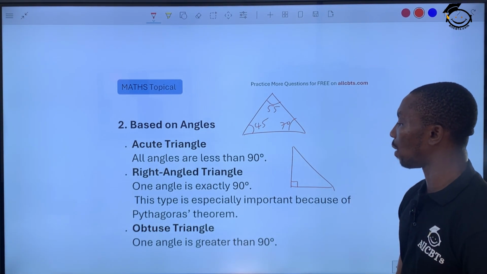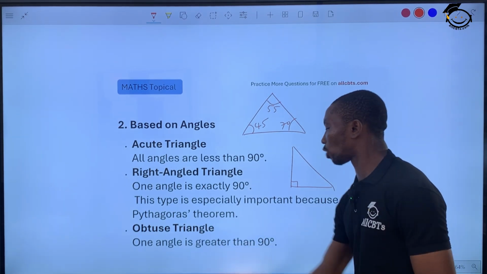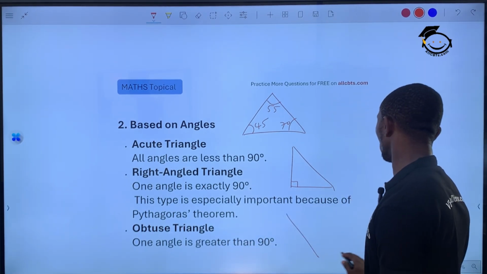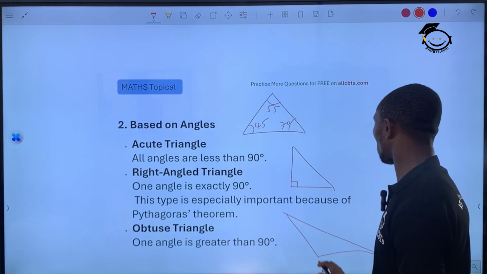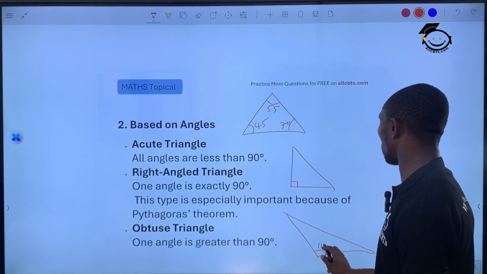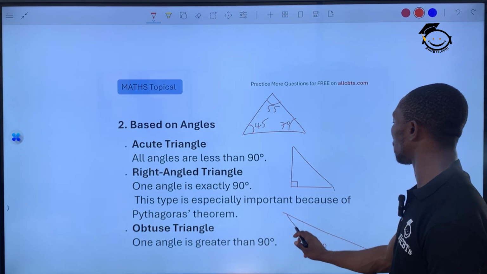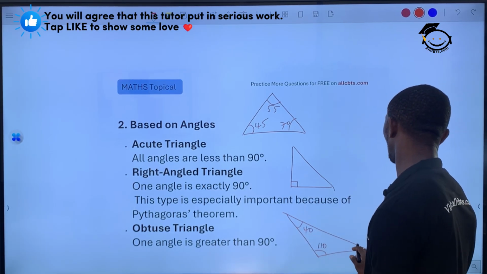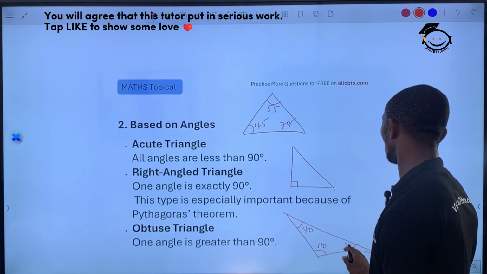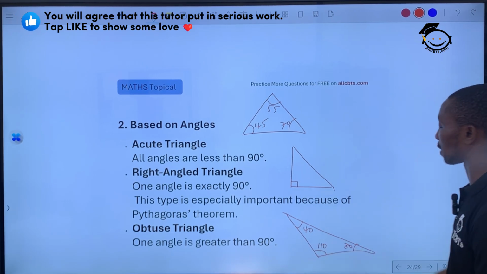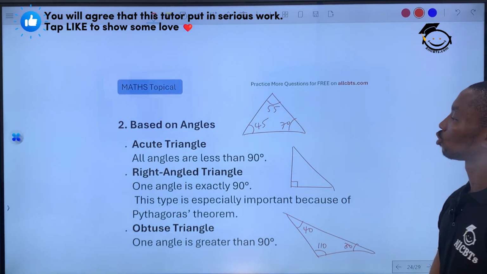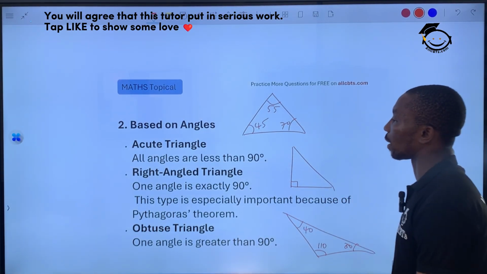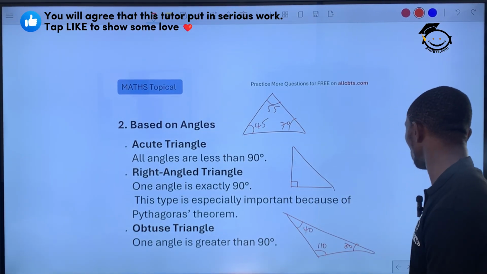Okay. Now, for an obtuse triangle, one of the angles is greater than 90 degrees. So we can have this as 110. Alright, so this angle at 40 and this angle at 30. So this is an example of an obtuse triangle, a right angle triangle, and an acute triangle.